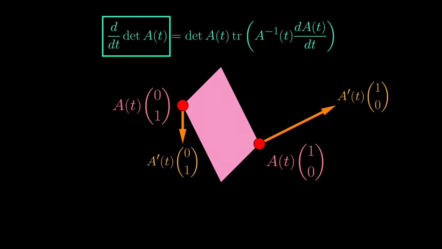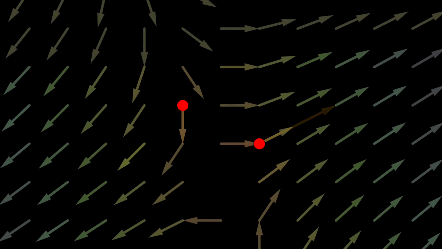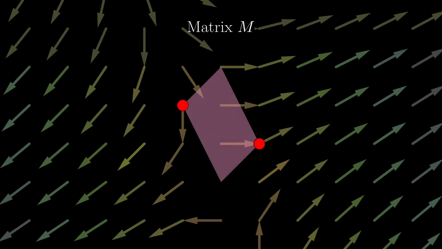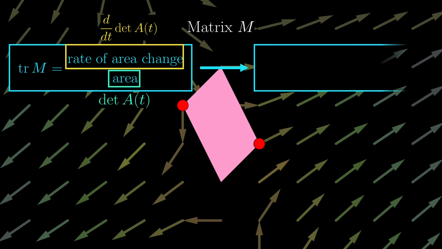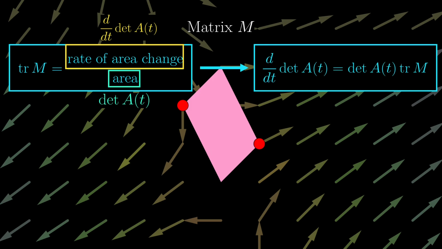If we can somehow make this into a whole vector field generated by the matrix M, then we know how the area evolves. Specifically, we know that the trace of M is the rate of area change per area. In this case, the rate of area change is the derivative of determinant of A, and the area is, of course, just the determinant of A itself. So, if we rearrange this, then we have something that really looks like the Jacobi formula.